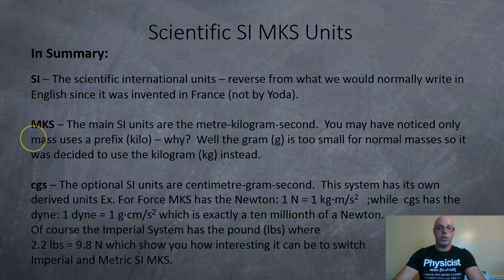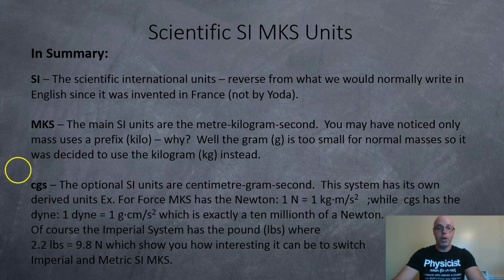And then the MKS system, this is the main SI unit system, the Metre-Kilogram-Second system. The reason I guess they picked the kilograms is because the gram was just too small for normal masses. For example, human beings are probably around 70 kilograms. You wouldn't want to go around saying, oh, you're 70,000 grams.